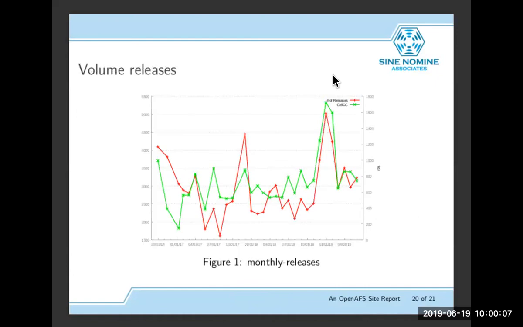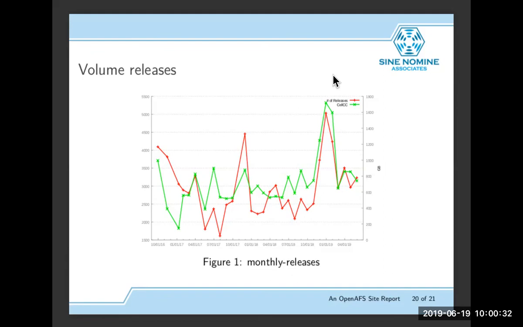This is a bit of an eye chart, but it's basically some statistics on volume releases, just the amount of data being released. You can see he's tracking how much data is being released and how many volumes are being released. This goes from 2016 to 2019, so it shows some long-term trends.